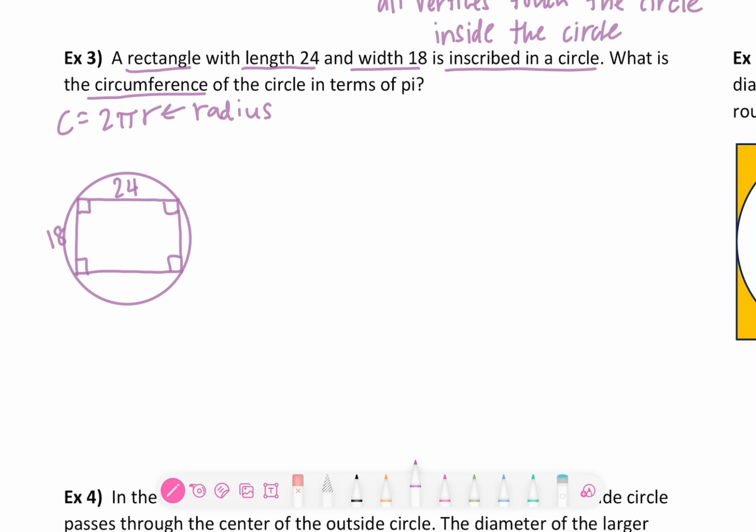And now remember, our goal is to find the radius so we can plug it into circumference, right? This is our goal. Right now, we don't have the radius, but I want to show you something. So whenever you have a rectangle or a square, this only works when it's a shape that has right angles inside, rectangles and squares. If you draw the diagonal from one vertex across to the other, that is always going to be the diameter of the circle. It's always going to go through the center of the circle, and that is always going to be the diameter. Okay, that's only if a rectangle or a square is inscribed.